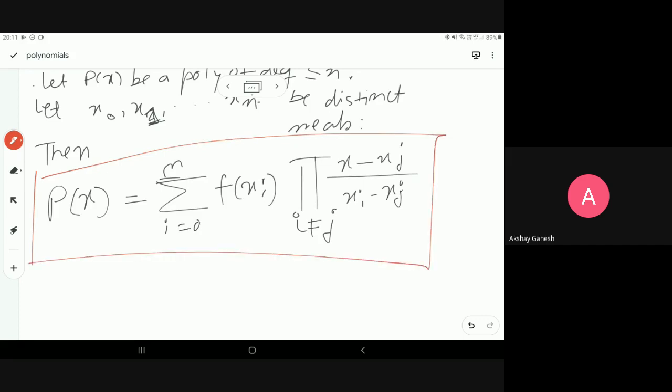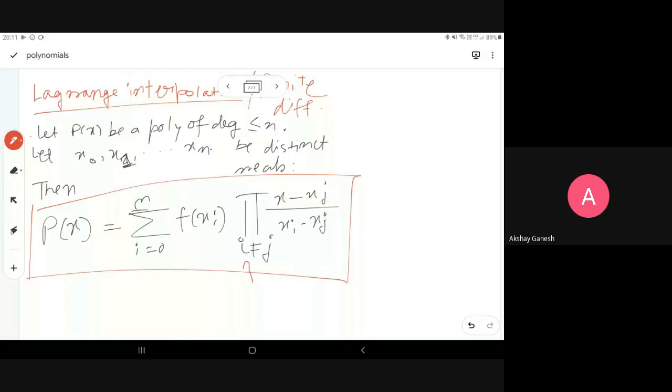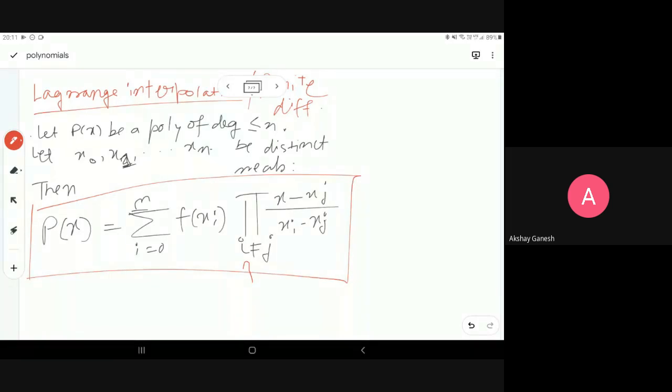Take a moment to understand what Lagrange interpolation is basically telling you. It tells you that if you have a polynomial of degree at most n, and you know its value at n plus 1 different points, then you can completely characterize the polynomial. You can pin down the polynomial. I'll not prove the formula, of course. You can read the proof from somewhere. The linear algebra proof of this is rather interesting, so do try to check it out wherever you get it.